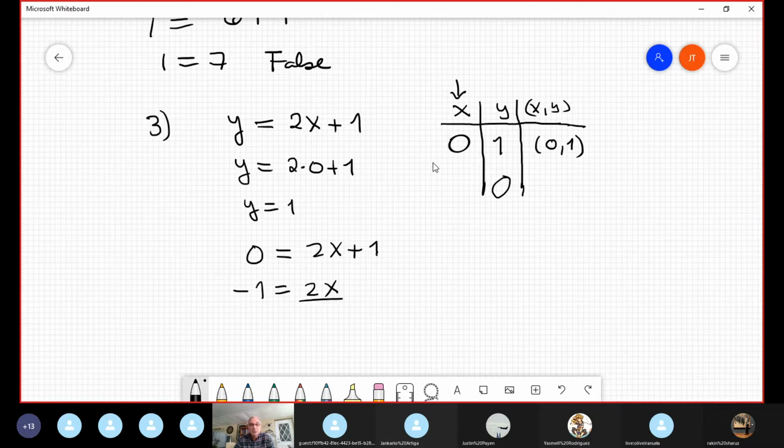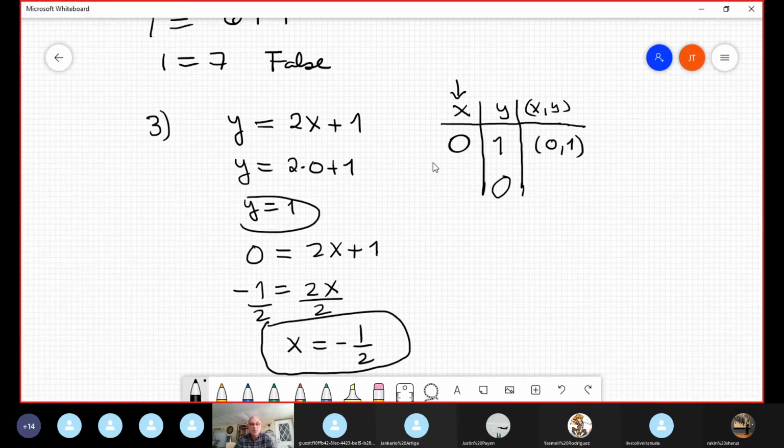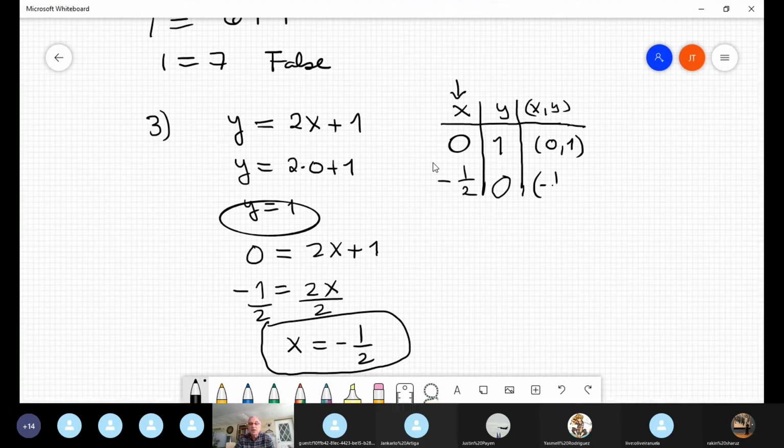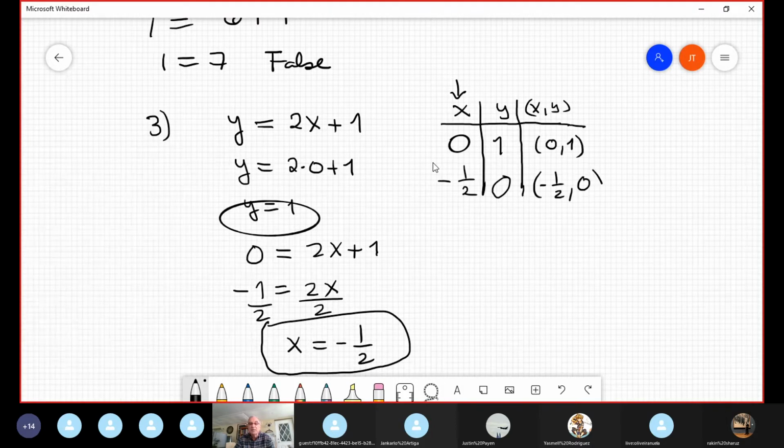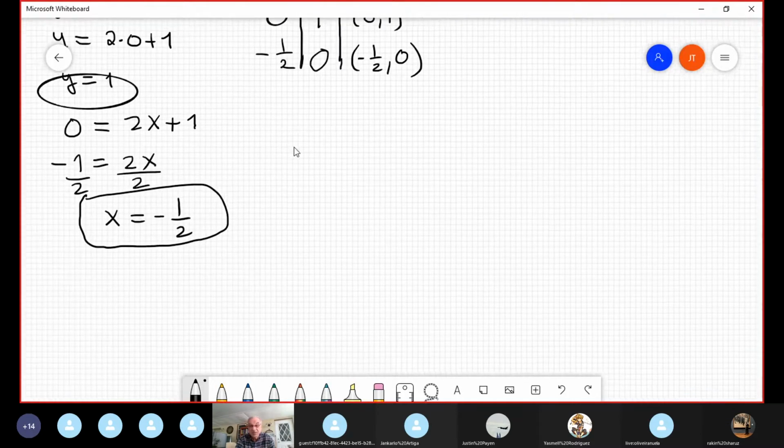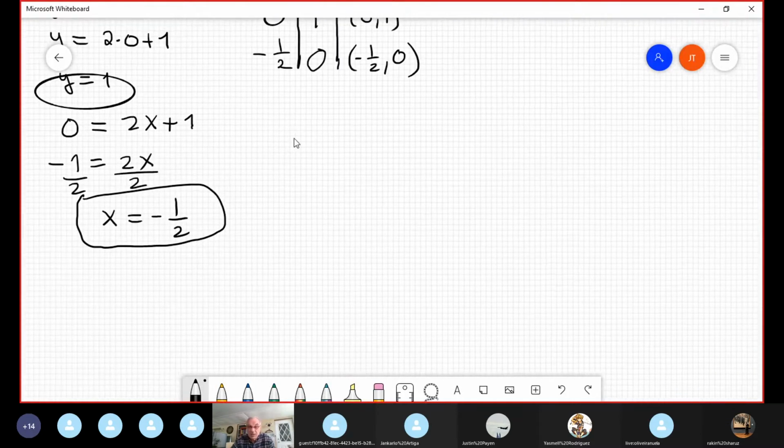Divided by 2. X is equal to negative 1/2. Okay, so negative 1/2 and 1. The point is negative 1/2, comma 0. Two points is enough because it's a line. We are doing the line.